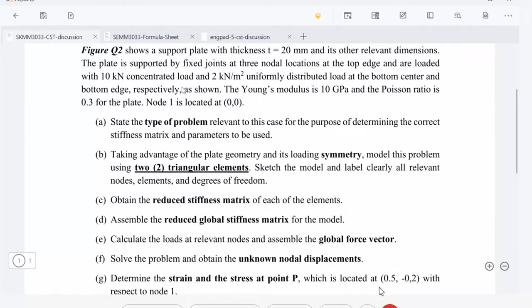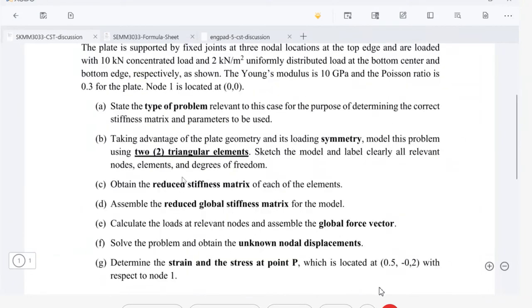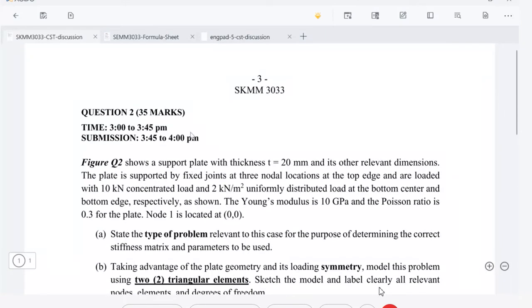The Young's modulus is 10 gigapascal, and the Poisson ratio is 0.3 for the plate. Node 1 is located at 0, 0. So basically, this is the origin, and the coordinate is 0 and 0. So that is the situation.